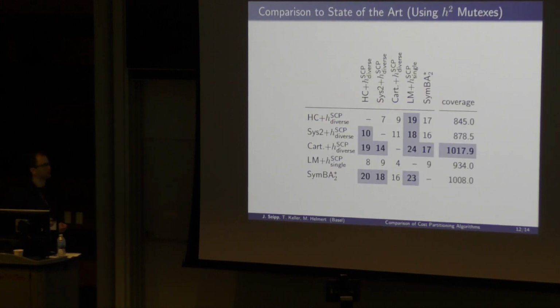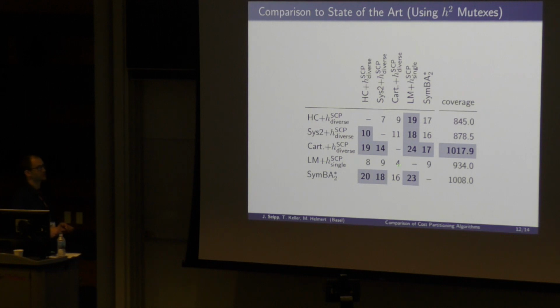So this raises the question of how this fares against the current state of the art. And we compare our best performing algorithms from each setting against Simba, which won the last IPC. And we reran all algorithms using H2 mutexes for a fair comparison. So we can see that for all these saturated cost partitioning algorithms using different heuristics, there are cases where one or the other is better, but usually the Cartesian abstractions perform best.